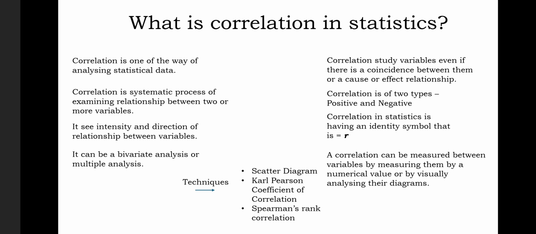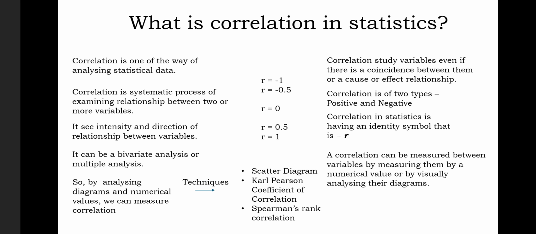So we can measure correlation of a particular data. We can show the correlation with the help of a number, or we can show the correlation with the help of a diagram. In today's class, we'll study a very basic topic, that is the scatter diagram. So we can analyze the diagram and we can see a numerical value and we can measure the correlation. So these are some very basic features of correlation.